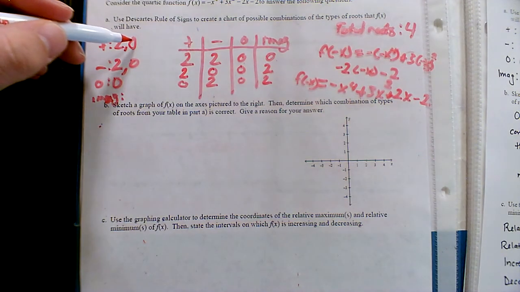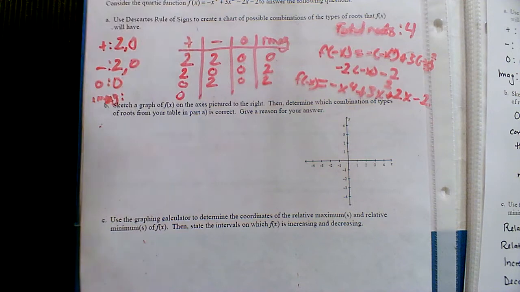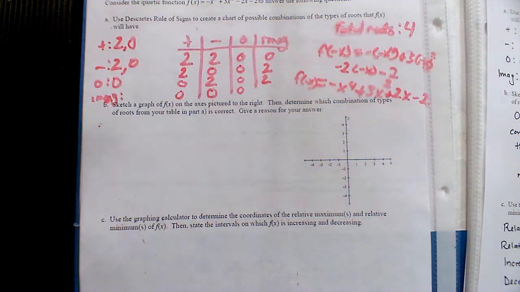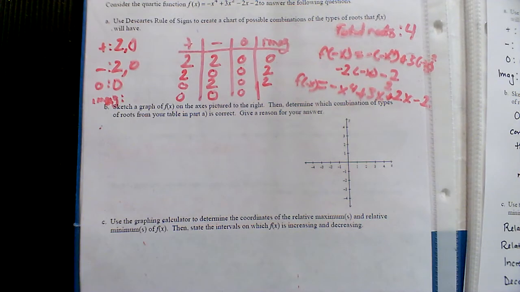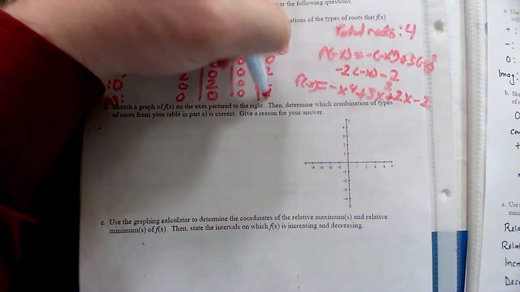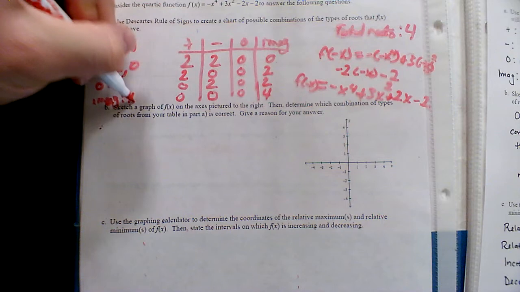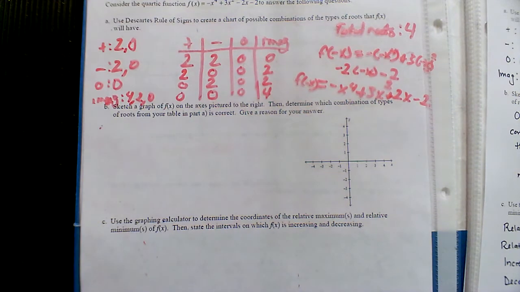And lastly, they said we could have 0 positives. We could have 0 negatives. We don't have the 0. So how many imaginary would that leave us with then? 4. So you could list over here the imaginary could be 4, 2, or 0. And that kind of makes sense because imaginary always has to appear in what? Pairs. So we're either going to have 0, 2, or 4 imaginary. So this first step is really just listing out the possibilities for this function.